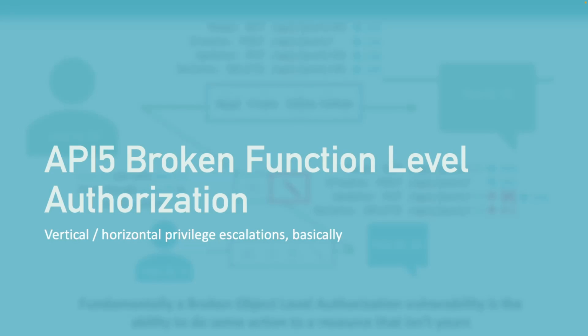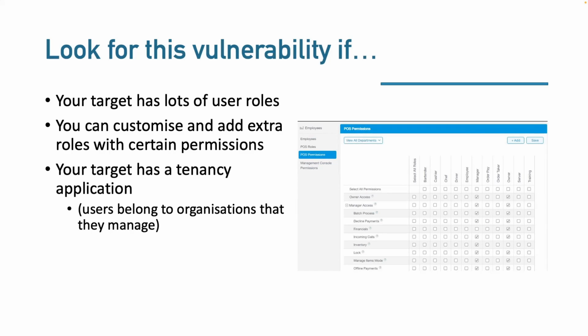API 5, Broken Function Level Authorization. It's essentially privilege escalation, both vertical and horizontal. So you want to look for this vulnerability if your target has a lot of user roles, if you can customize any kind of permissions or add permissions or assign different roles, different permission levels, if it has tenancies where you have separate organizations, so users aren't just in your application, they belong to organizations that they can then manage with their own permission levels. Any complex permission hierarchy is great for this. So how does this work?